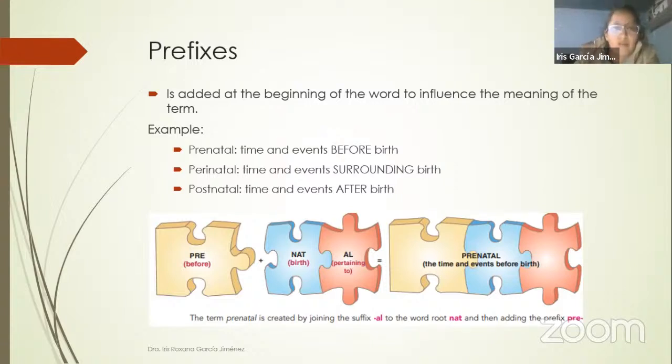Talking about prefixes, of course, we all know what a prefix is. It's added at the beginning of the word to influence the meaning of the term. For example, prenatal, perinatal, and postnatal. The prenatal times and events before birth. Perinatal times and events surrounding the birth, and postnatal times and events after birth. Easy to understand. And we have the constructing word prenatal. You see, this is a three-word constructed.